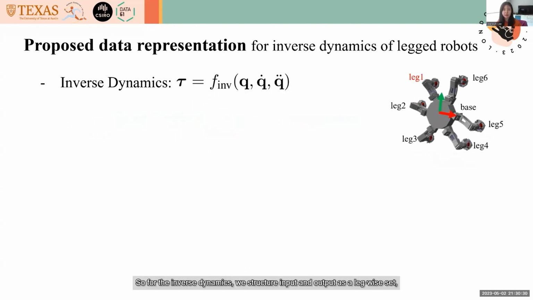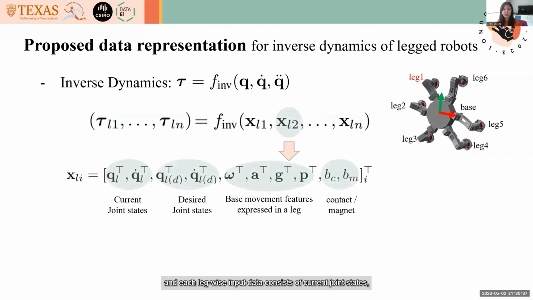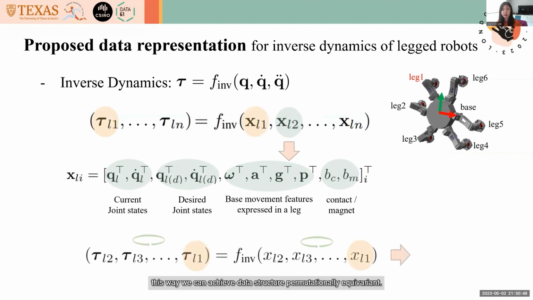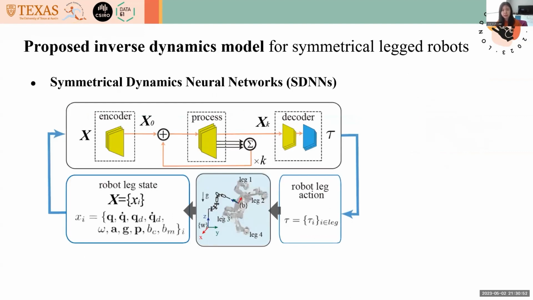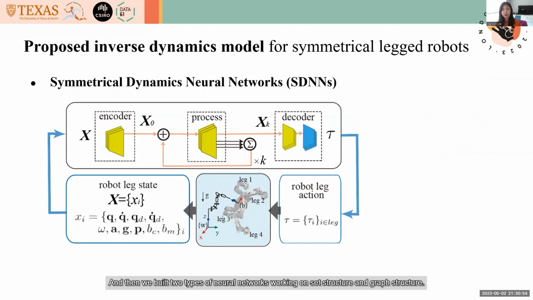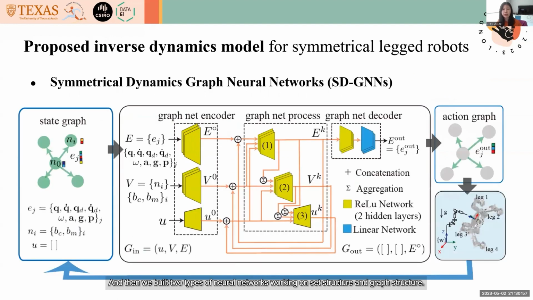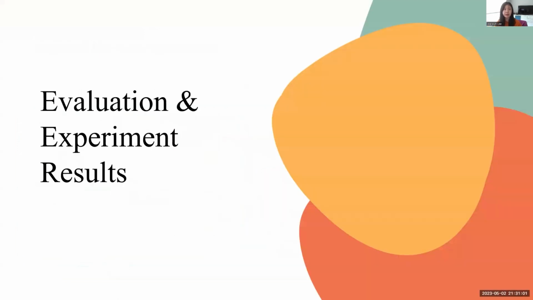So for the inverse dynamics, we structure input and output as a leg-wise set, and each leg-wise input data consists of current joint state, desired joint state, base movement features expressed in a leg frame, and contact and magnet activation status of each leg. This way, we can achieve permutation equivariance of the data structure. And then we build two types of neural networks working on the set structure and graph structure. You can find details in our paper.